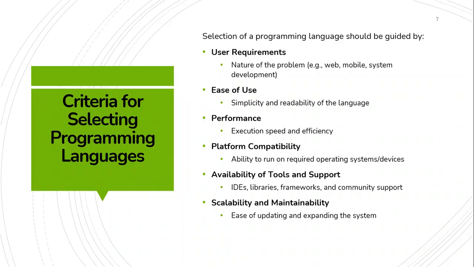Then another one is platform compatibility. You select a language that can run on the required system or devices, or across devices. For example, C Sharp and Visual Basic are mainly tailored for the Windows environment. But if you're looking for a language that can run on any device, then you will be looking at programming languages such as Java.